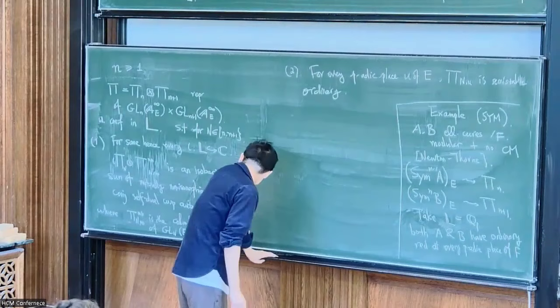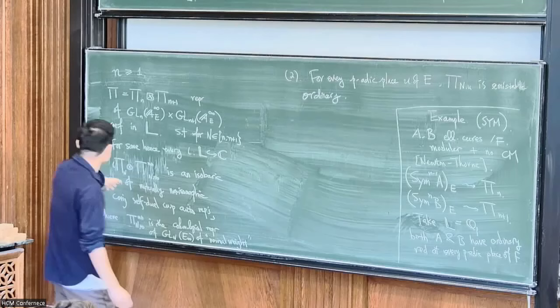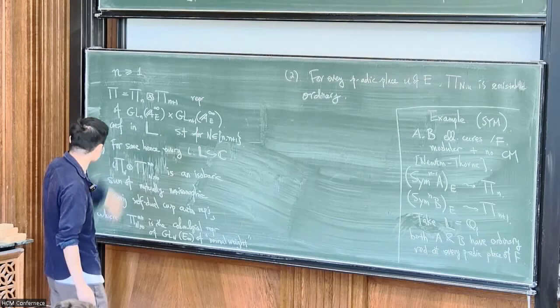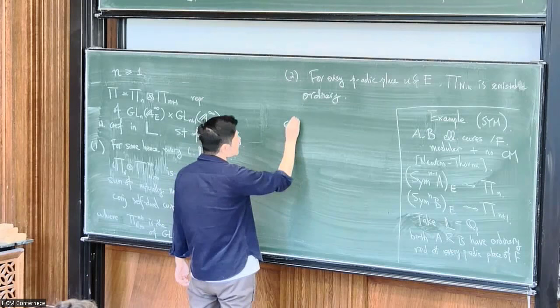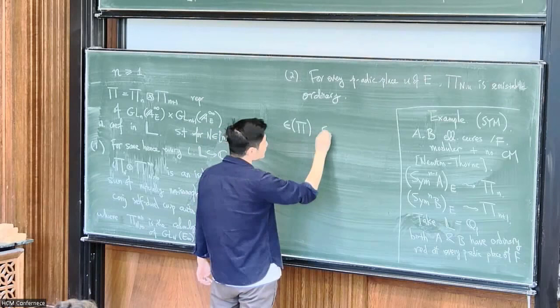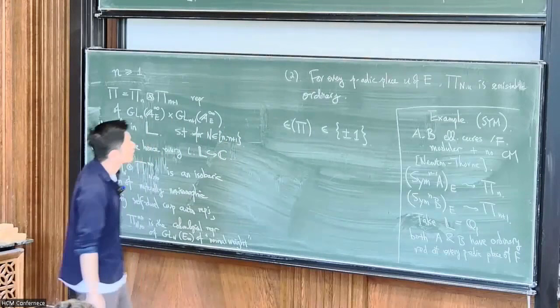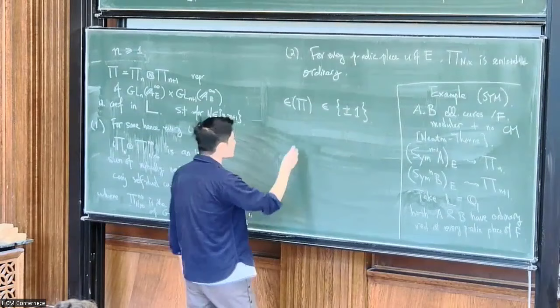Okay, so the goal is: there is a Rankin-Selberg L-function for every complex realization of this representation. And we're going to define an anticyclotomic p-adic L-function interpolating it. So attached to this pi, one can associate an epsilon factor, which I will make explicit a little bit later. So this is an element of plus one or minus one, which will be defined later. So let me first state the theorem.